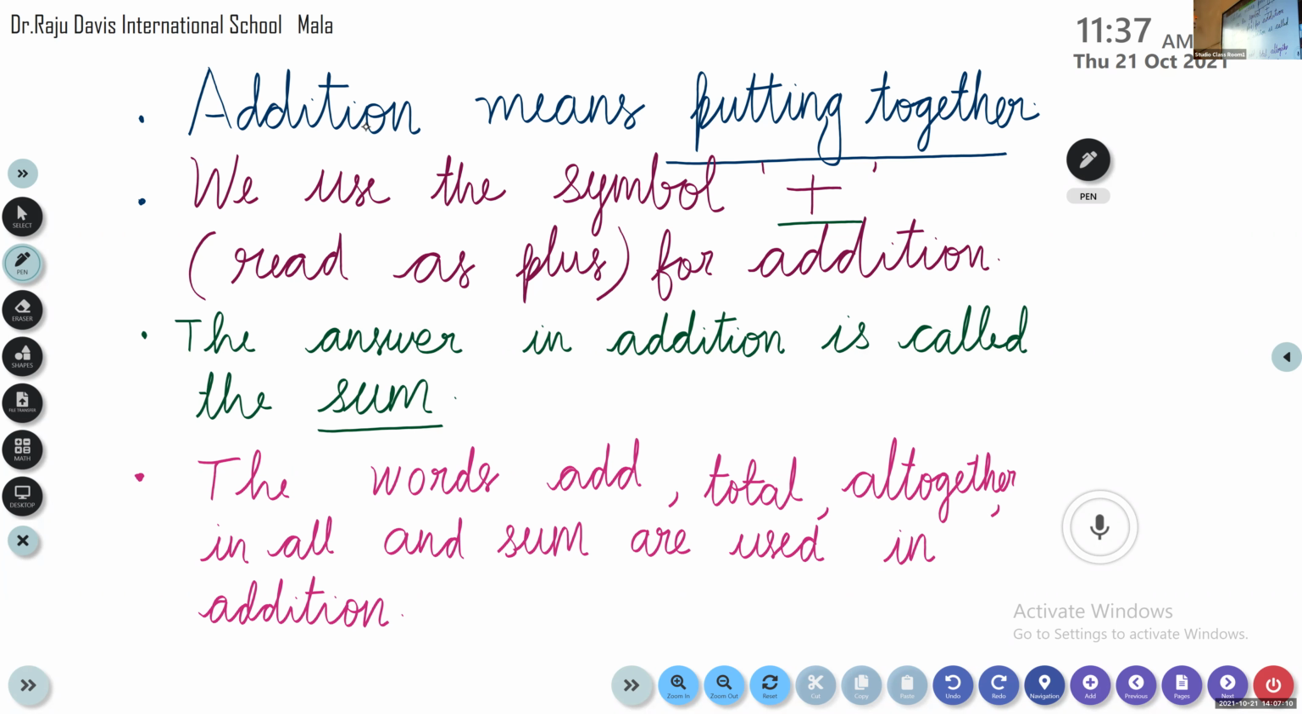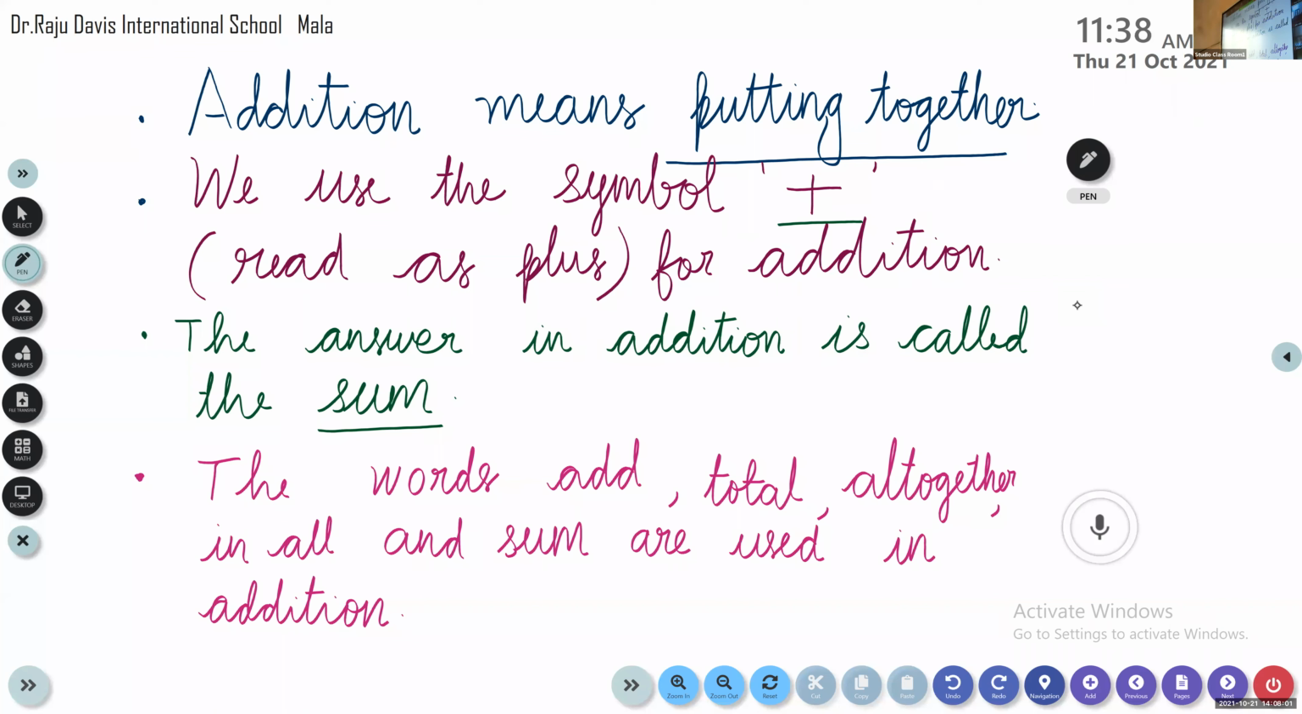Kevin, did you complete the sentences in the notebook? Anirudh has completed. Okay. So please read the first point. Addition means putting together. So if a fill in the blanks question comes, addition means dash, you can say addition means putting together.